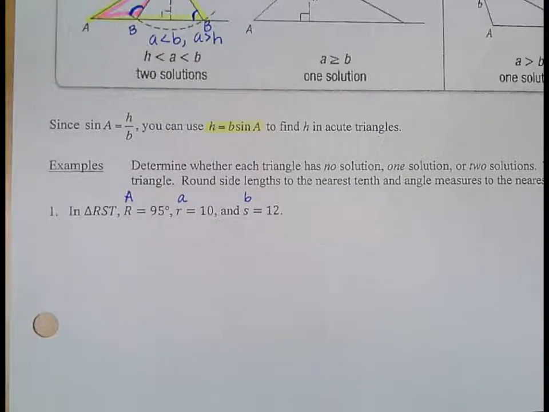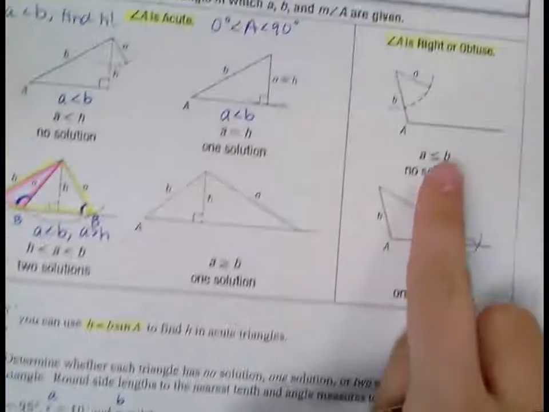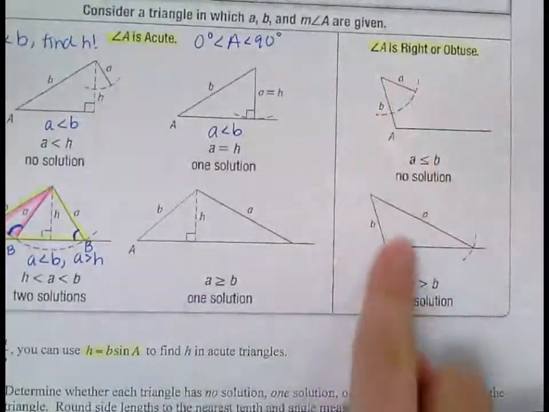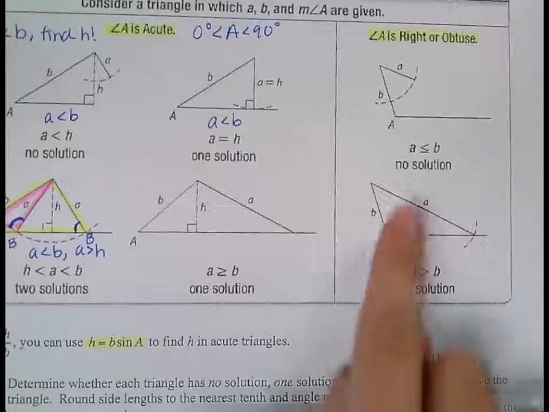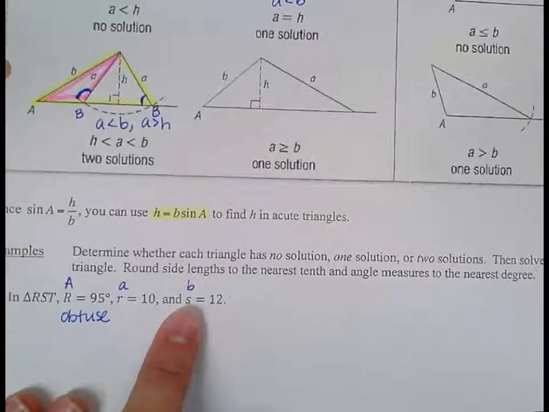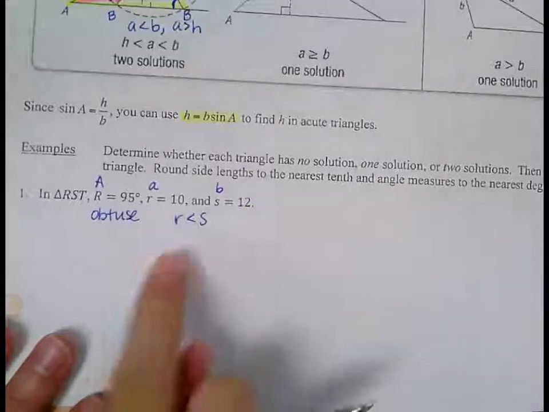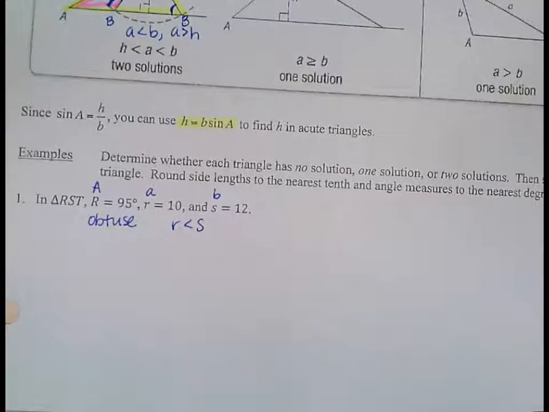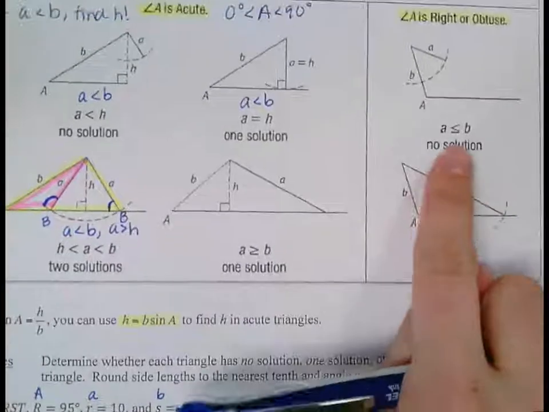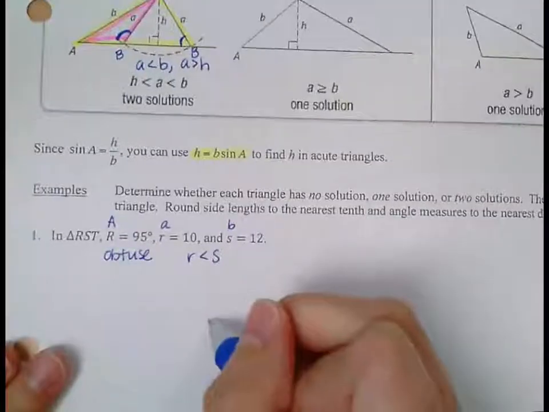So first of all, look at angle A. Is it an acute angle, a right angle, or an obtuse angle? Obtuse. It's greater than 90. So then that means you are looking in the rightmost part of that chart. We're either going to have no solution or one solution, and it depends on if our side R is either smaller or larger than side S. So because R is 10, S is 12, R is less than S, which would be equivalent to A being smaller than B. Looking at our chart, if A is smaller than B, for angle A being an obtuse angle, there's no solution. So there's no solution for number 1.